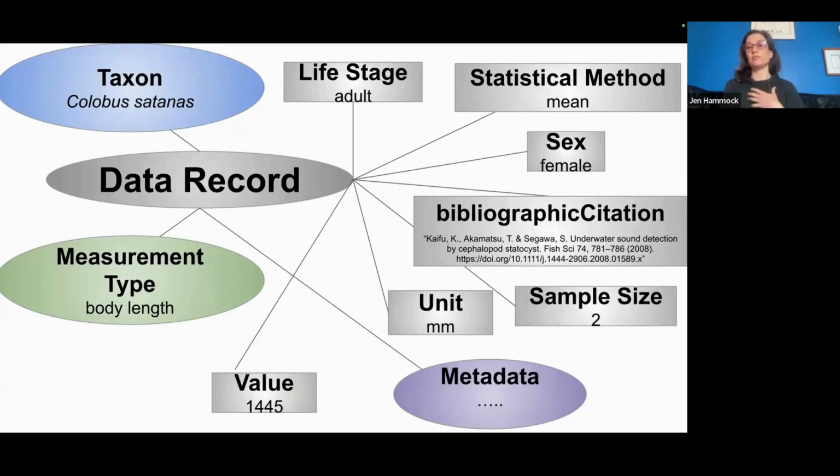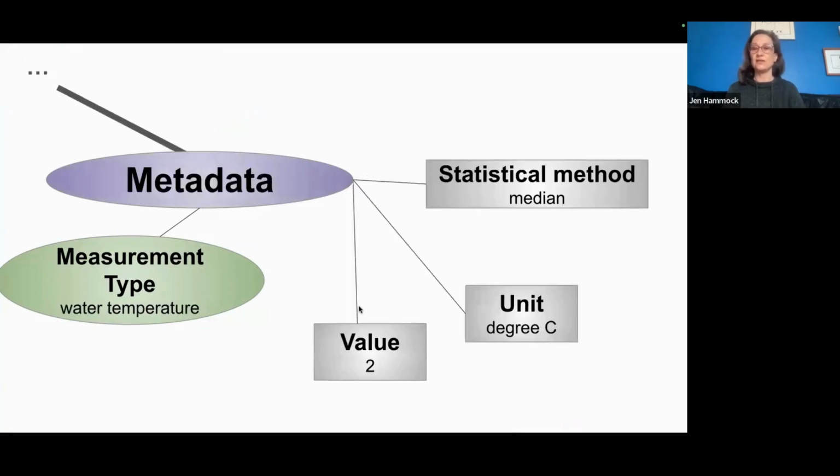Some of you will have noticed the purple bubble at the bottom ominously labeled metadata. Because we have a limited set of properties available on a data record, and because some data always comes along with additional information that doesn't fit the fields that you have, this is how we handle it. A metadata node behaves much like a record. It needs a measurement type, it needs a measurement value. So basically, this one is saying, look, when we measured that metabolism or whatever it was, the water temperature was 2 degrees. So it needs to say what it says.